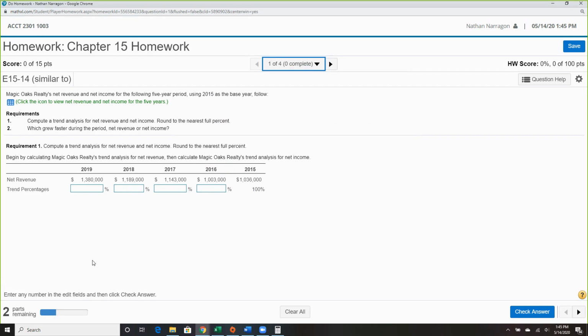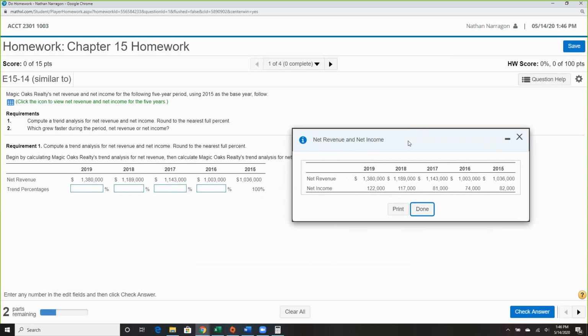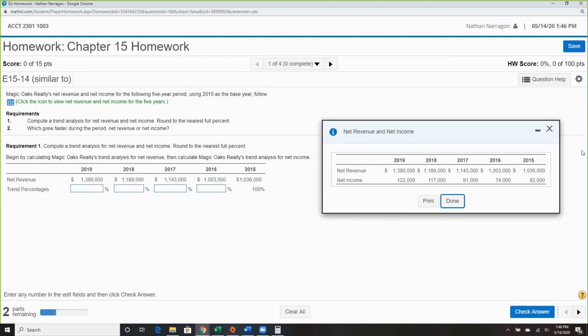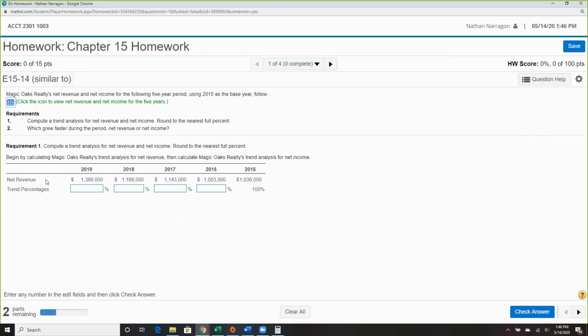So starting off with question 1, we do have Magic Oak Realty, and we have their net revenue and net income for the following 5-year period. And they want us to compute a trend analysis. So that's the only chart that's already given to us. So basically we're going to create the trend. Now, 15 is our base here. Again, typically going to be 100%.